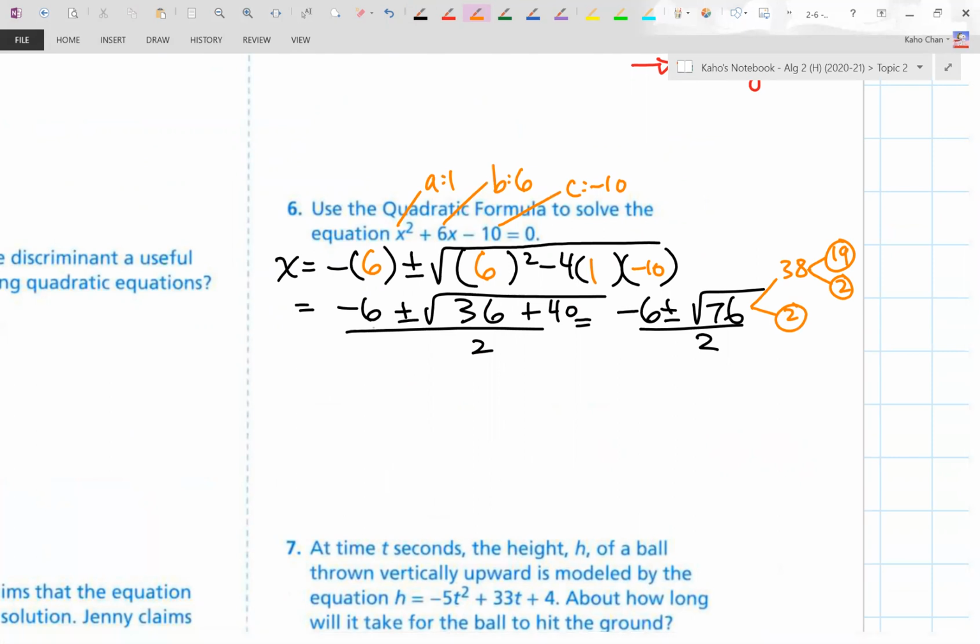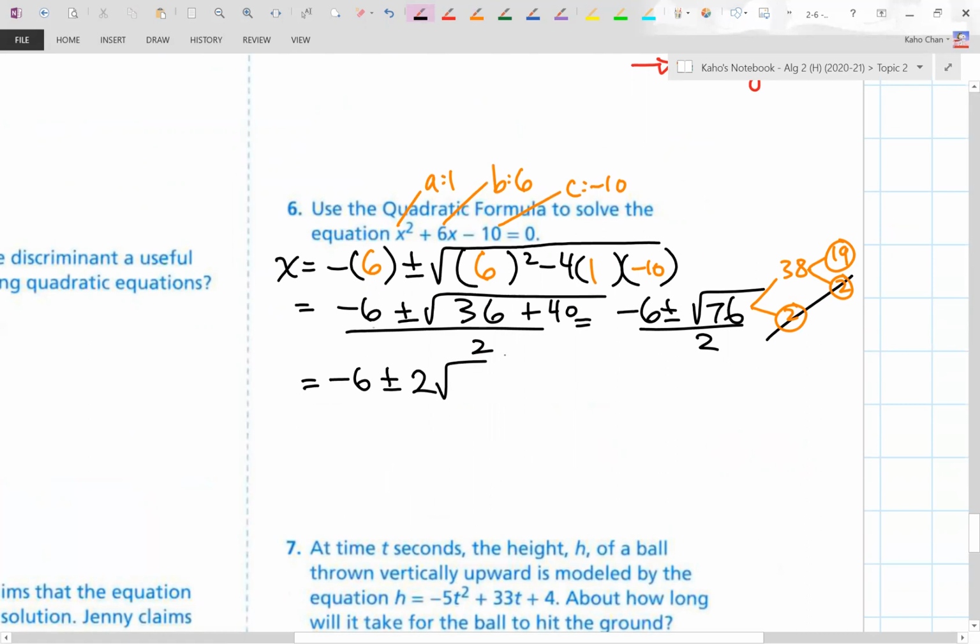And let's go ahead and rewrite this a little more. Pair of 2's come out. Here's your pair of 2's. Plus or minus, okay, let me put the negative in front of that. 2 root 19 all over 2.